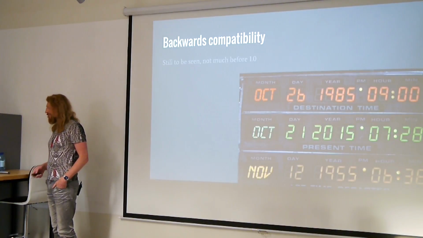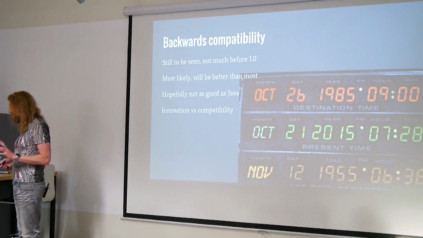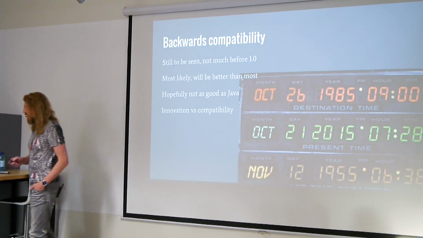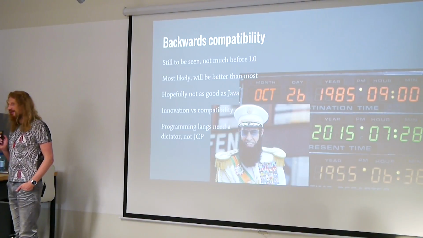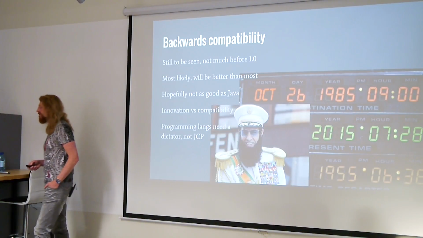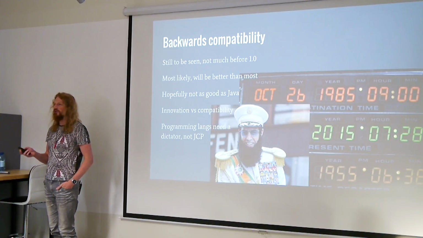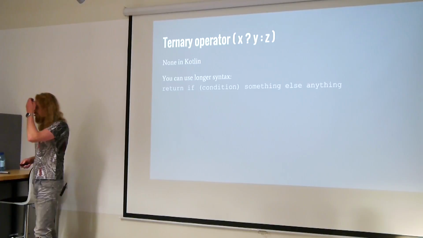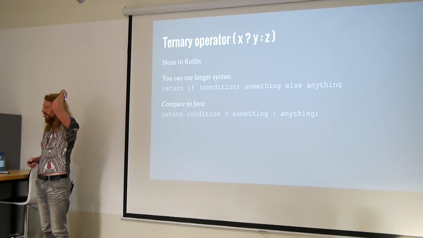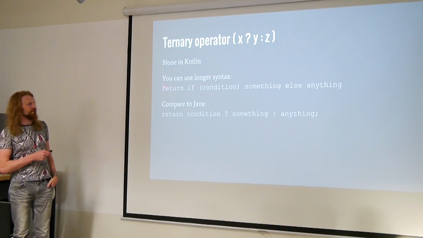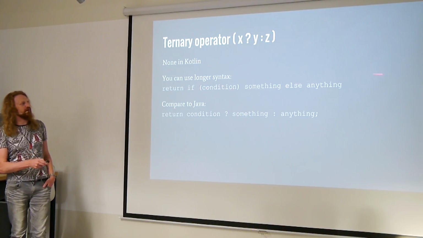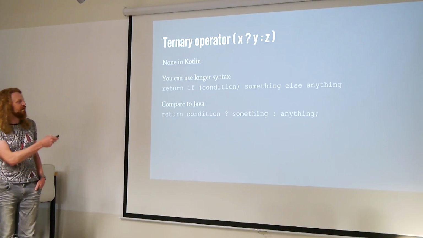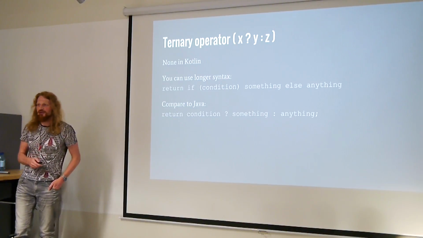Backwards compatibility: I already told you much of this, but they're promising that after 1.0 there will be no breaking changes. About the nuances, I told you there are some things which are funny, like in Kotlin there is no ternary operator, and you need to write if like in Scala. When I was writing Scala, I hated this, and I hate this in Kotlin.